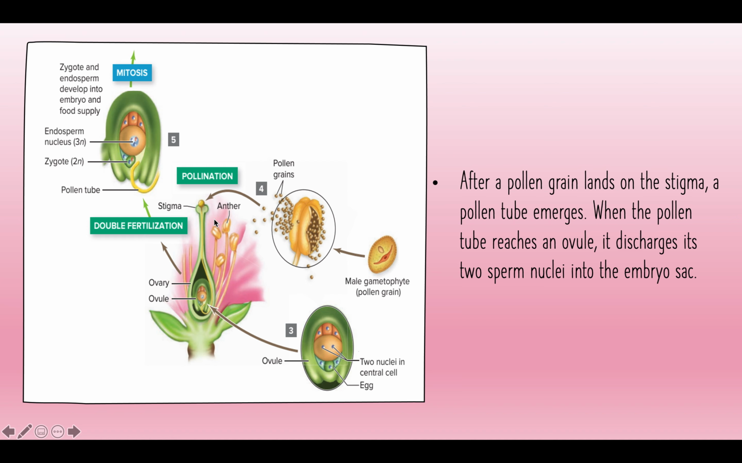After a pollen grain lands on the sticky surface of the stigma, a pollen tube emerges. The pollen grain's 2 haploid sperm nuclei enter the pollen tube as it grows through the tissue of the style toward the ovary. So it's actually the pollen tube which leads for the 2 sperm nuclei to reach the ovary. And then, when the pollen tube reaches the ovule inside the ovary, it discharges the 2 sperm nuclei into the embryo sac.